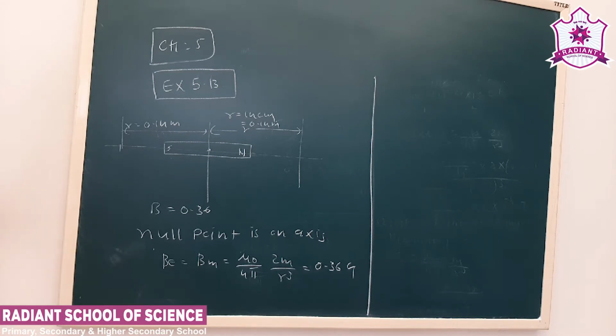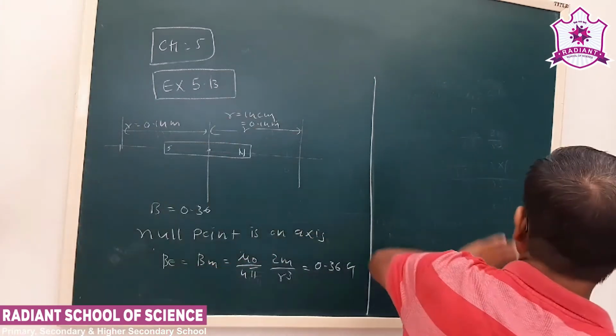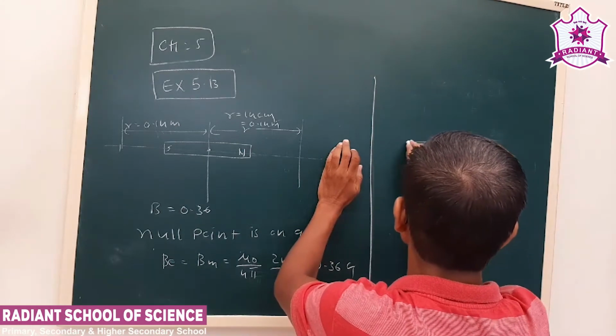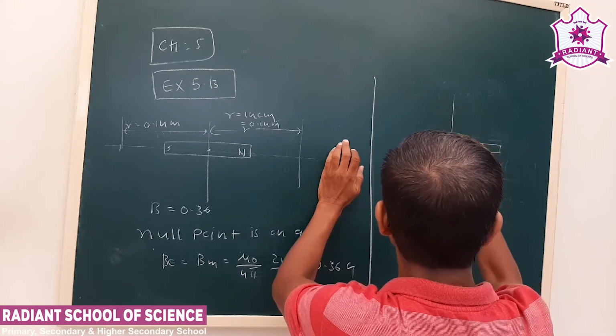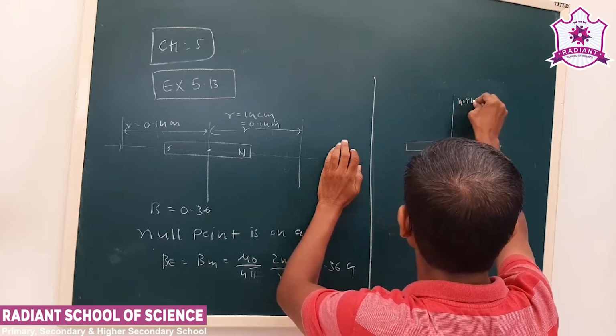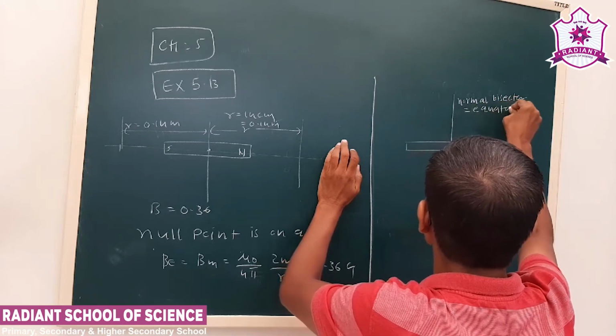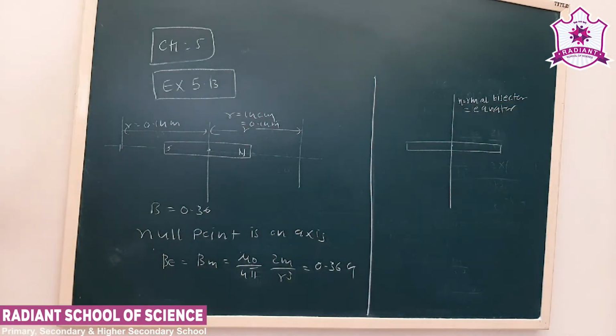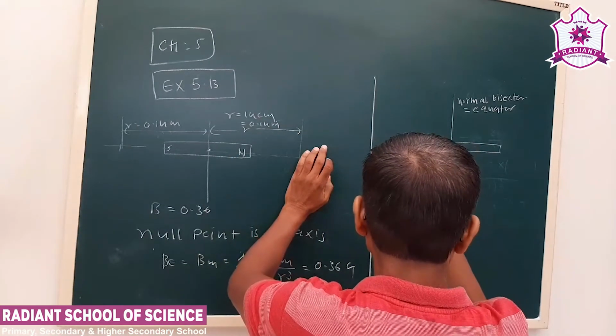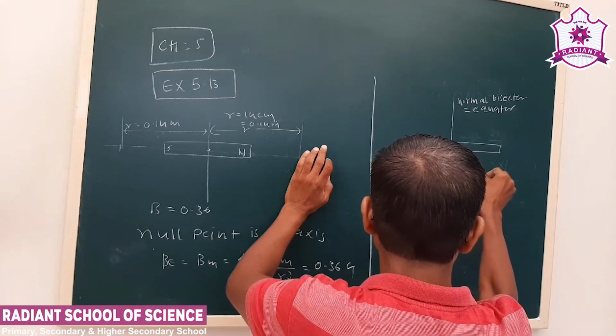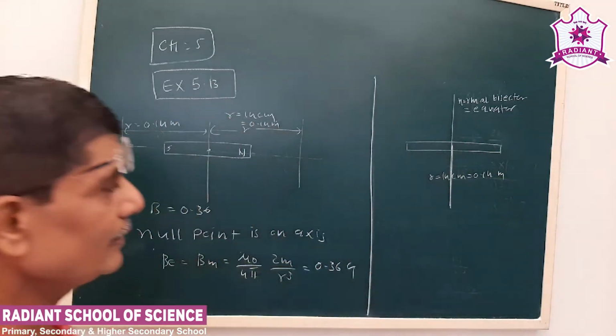Now, what is the total magnetic field? This is the first part of the question we have seen. What is the total magnetic field on the normal bisector at the same distance? This normal bisector we call the equator. What is the total magnetic field at a normal bisector at a distance of 14 centimeter, at the same distance?